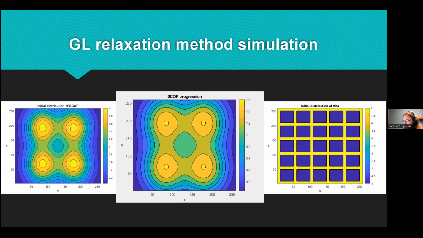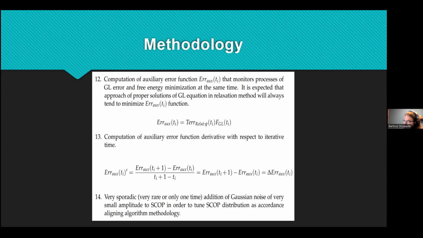Execution of steps 10 to 14 in the GL relaxation method is not compulsory, but still allows for a good insight into progress of obtaining the proper psi distribution as a result of minimization of Ginzburg-Landau free energy and Ginzburg-Landau numerical error at the same time.